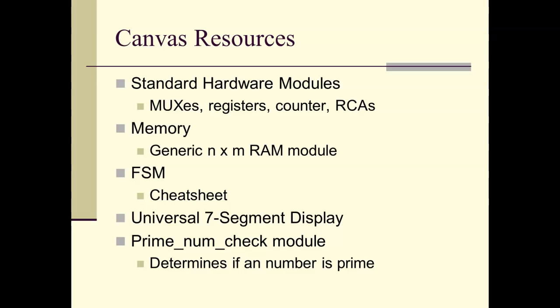There's also a universal 7-segment display module in there. Everything I know about that module is written in the header of that module. So check out the header of that module. It's high-level stuff. You don't need to know how the module works. You just need to know how to interface with it, which is once again written in the header of the module. And there's also the prime number check module. Essentially, you just give it a number, tell it to go, and it tells you if the number is prime or not.